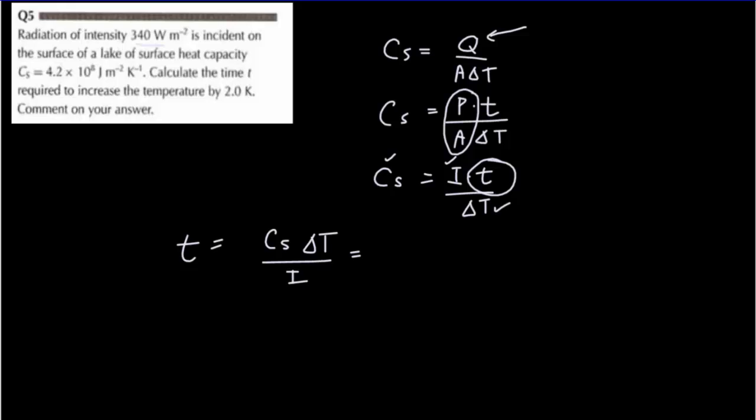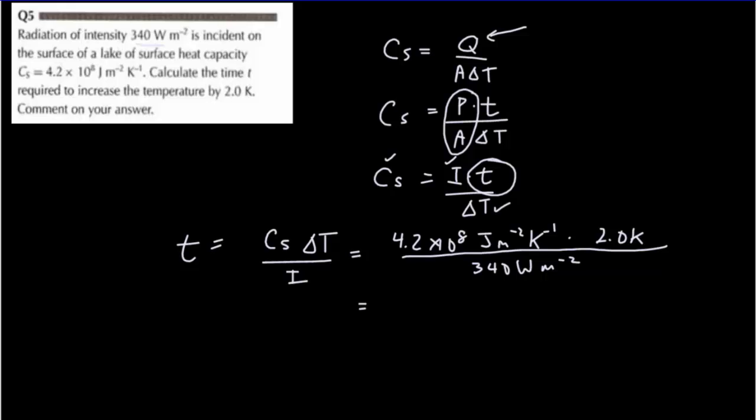Let's put the numerical values in. It's 4.2 times 10 to the 8th. That's joules, meters to the minus 2, Kelvin to the minus 1. Change in temperature was 2.0 degrees Kelvin, and the intensity was 340 watts times meters to the minus 2. Just checking in on the units here. The meters squared will cancel out. The Kelvins here will cancel out. That leaves you with joules over watts, which is joules over joules per second, which is just seconds, which is what you're expecting. And it should come out to be 2.5 times 10 to the 6 seconds.